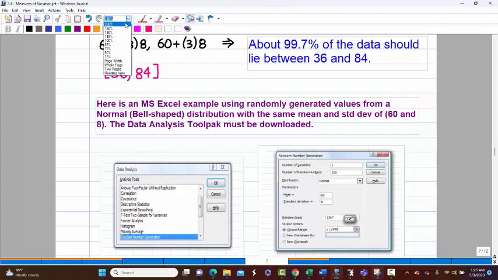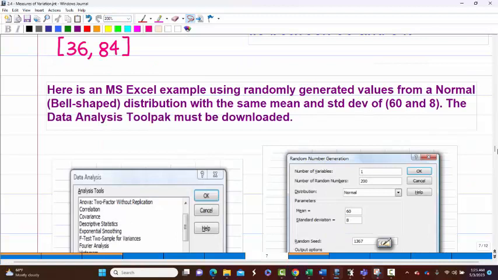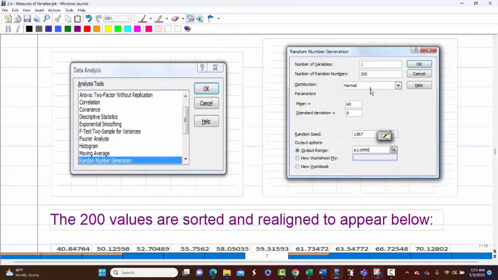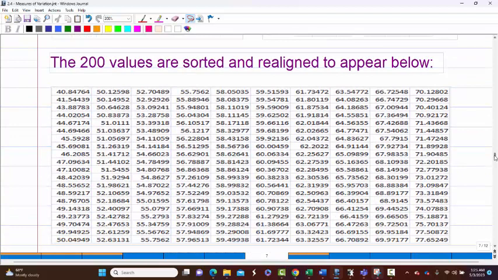Zooming in a little bit. The distribution is normal distribution. Like I was saying earlier, the curve is also called the normal curve. Put in mean 60, put in 8 standard deviation, and just some random 4-digit number. No, that's not my PIN code or anything, I just made that number up. Then I put in an output range. When it comes out of Excel, it spits the 200 values down the left column.